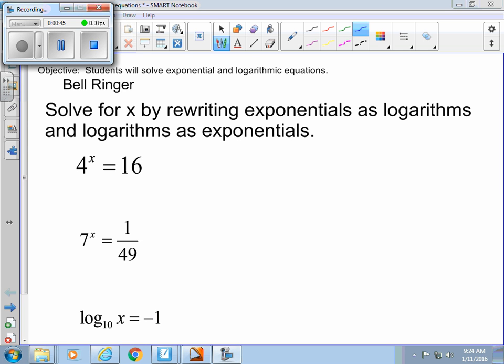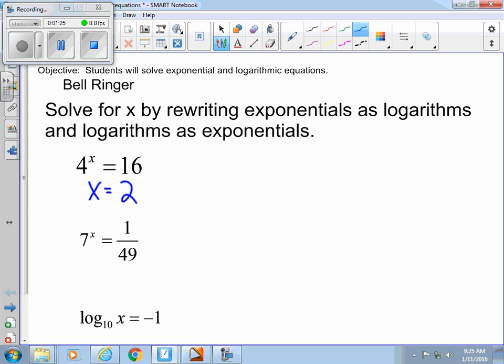So this says to solve for x by rewriting exponentials as logarithms and logarithms as exponentials. Now on that first one, did you have to rewrite? No. What was the answer and how do you know? Because 4 squared is 2. Could you envision one of those problems that you couldn't do by hand? You could think of something, maybe it's 4 to what power equals 17. That would be more problematic, right? We'll talk about that one in a second.